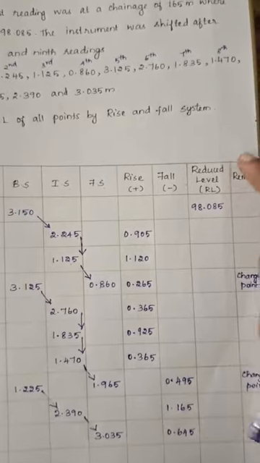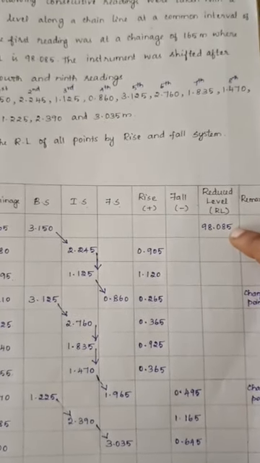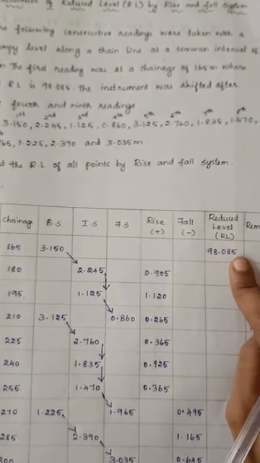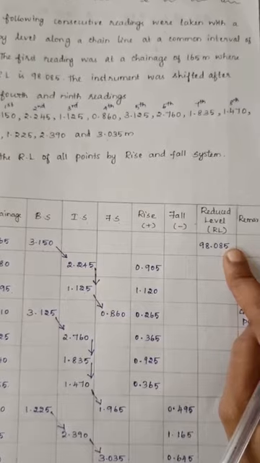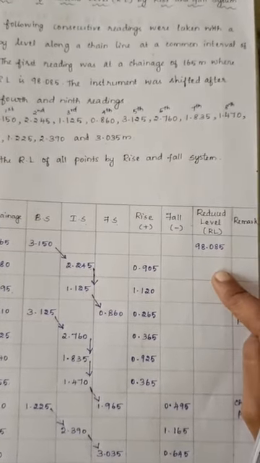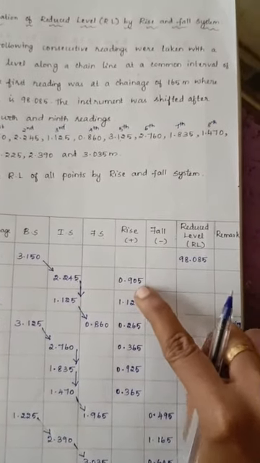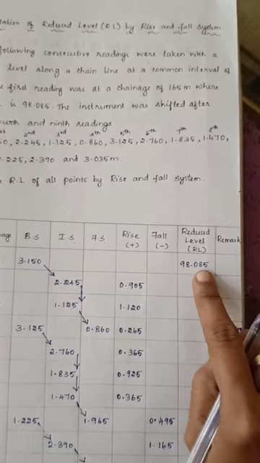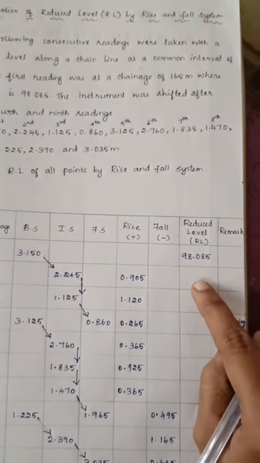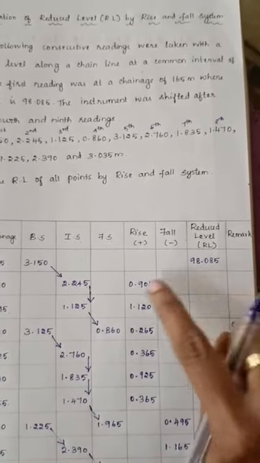Next step is to calculate the reduced level. Reduced level of first point is given in the question, that is 96.085. Therefore enter the given value in the first column. After that, the RL of second point is calculated by using the rise or fall value. If the value is in rise, then add the rise value with the first RL value. Therefore we get the RL of second point. RL of second point equal to RL of first point plus rise.